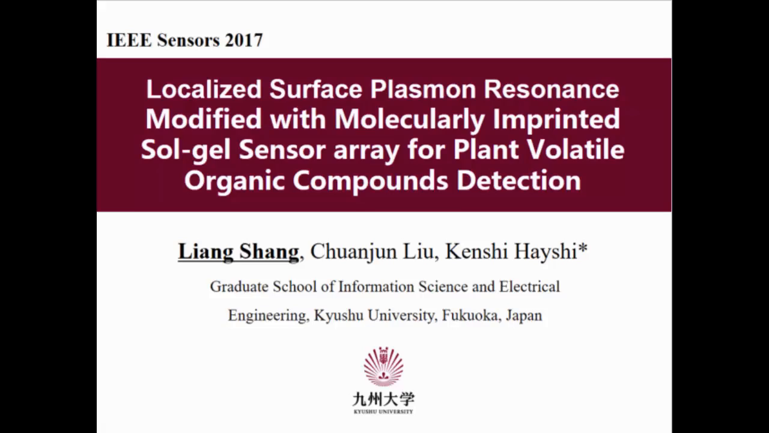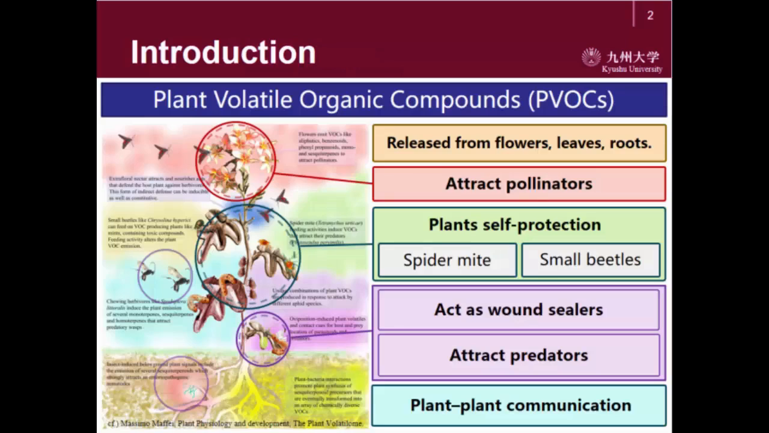Today I will introduce my work titled Localized Surface Plasmon Resonance Modified with Molecularly Imprinted Sol-Gel Sensor for Plant Volatile Organic Compounds Detection. Firstly, introduction. Plant volatile organic compounds are very important and they are always released from flowers, leaves, and roots. They play several important roles for plants, such as to attract the pollinators and plant self-protection.